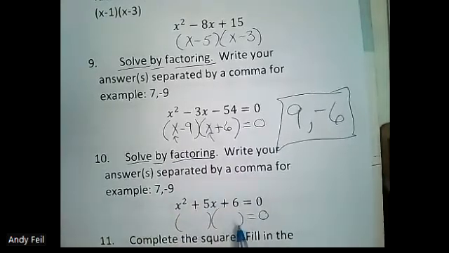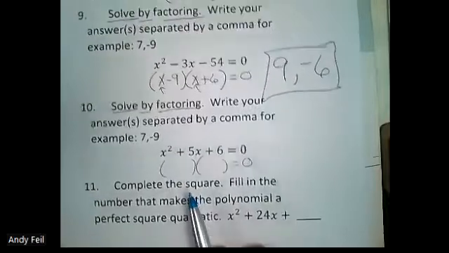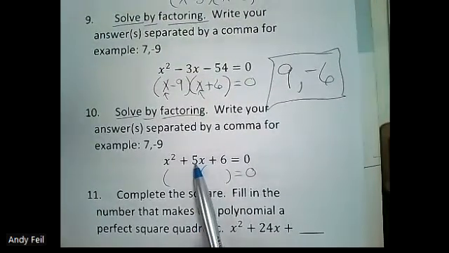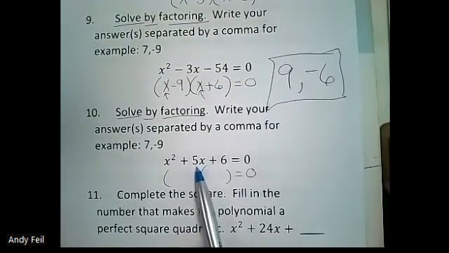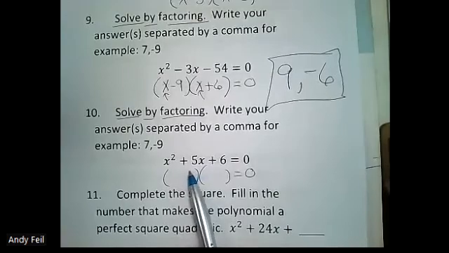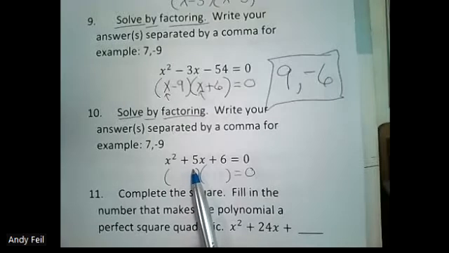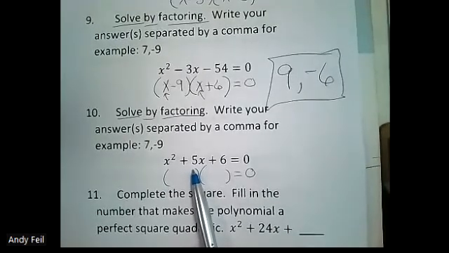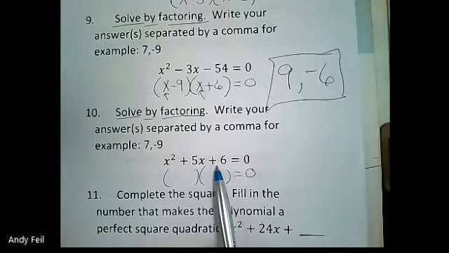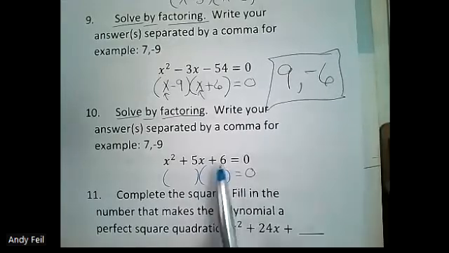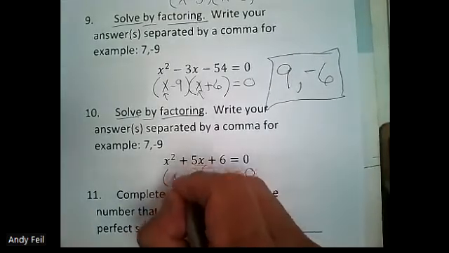Give me two numbers that multiply to 6. 6 and 1, or 2 times 3. Now, can you get a 5 from 6 and 1? You can, but one of them would have to be negative, right? And if one of them was negative, would they multiply to positive 6? No. And that's why 2 and 3 are the better choice.